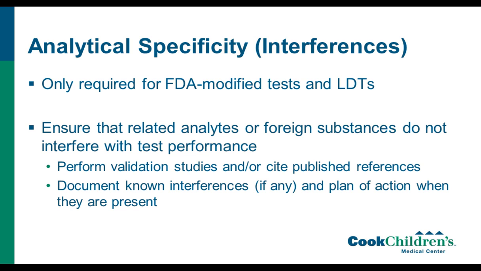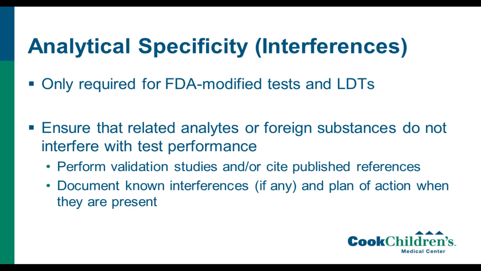The point of analytical specificity or interference testing is to ensure that related analytes or foreign substances don't interfere. So for example, I keep going back to CMV quants, but primarily that's because that's the most widely used quantitative assay. If you decide to run it on BALs, you want to make sure that it doesn't interact or that normal respiratory flora don't interfere with the assay.